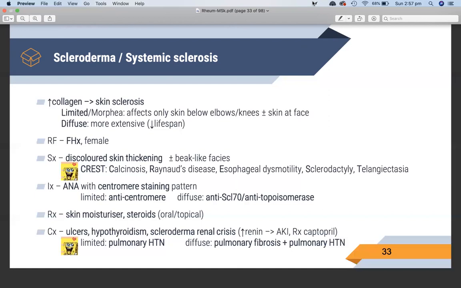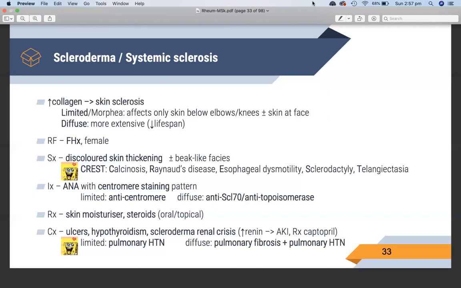What you do need to know is what happens at the lungs, because in the limited form, you get pulmonary hypertension, just kind of idiopathically almost. Versus in diffuse, where you get that, but there's also pulmonary fibrosis going on. So there's kind of more of a reason for that.